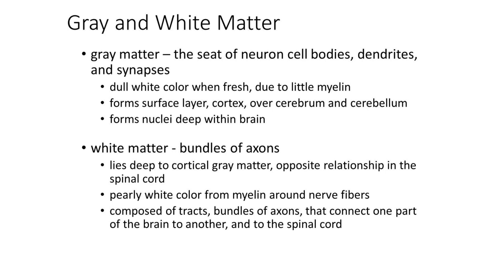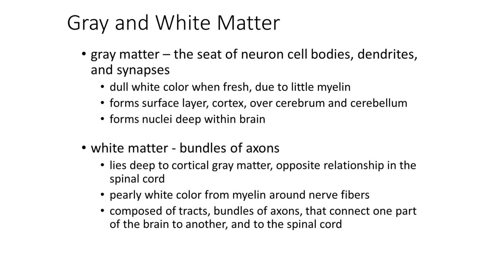So there are two types of matter. We call them gray and white matter. Gray matter is basically the seat of neuron cell bodies, dendrites, and synapses. It is a dull white color when fresh, and that is because it doesn't contain a lot of myelin. It forms the surface layer in the cortex over the cerebrum and the cerebellum. It also forms the nuclei deep within the brain.